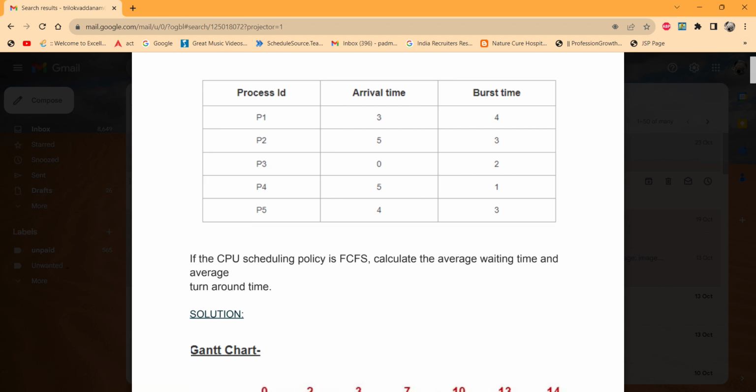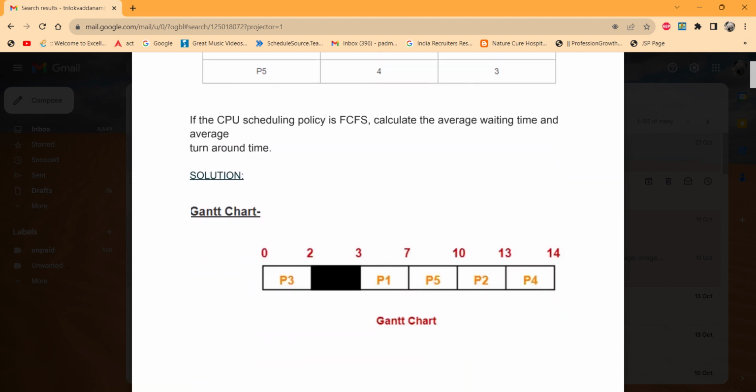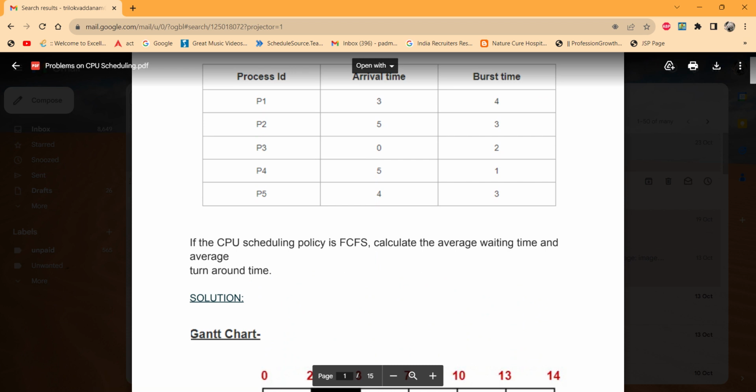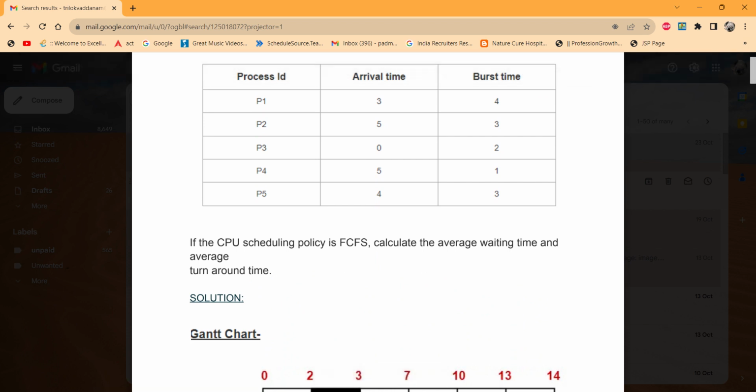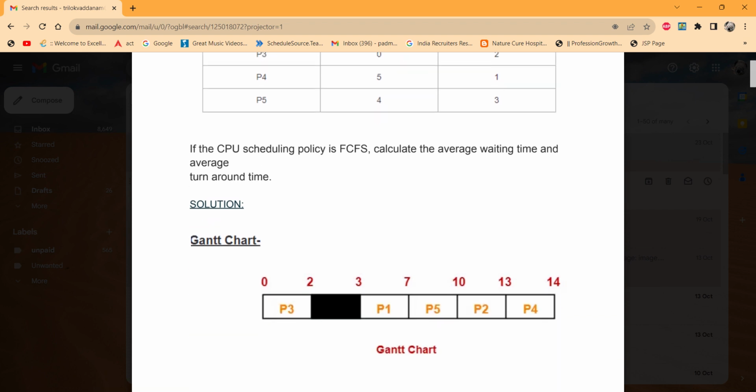Now, my dear friends, what you have to do is, according to the arrival time, after this particular process P1, P5 will get the chance because its arrival time is 4. P5 will execute for 3 units, so it will go up to 10. At 10, P5 will be sent out.